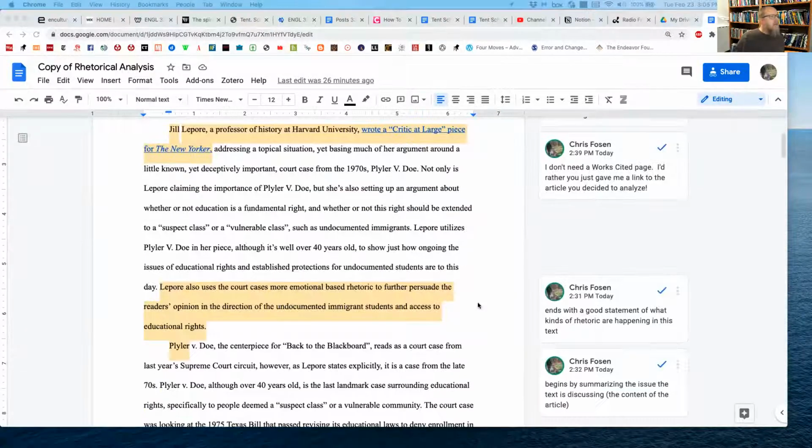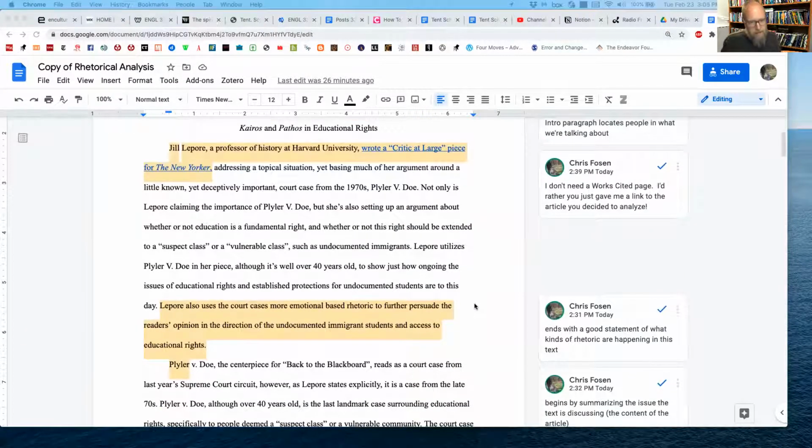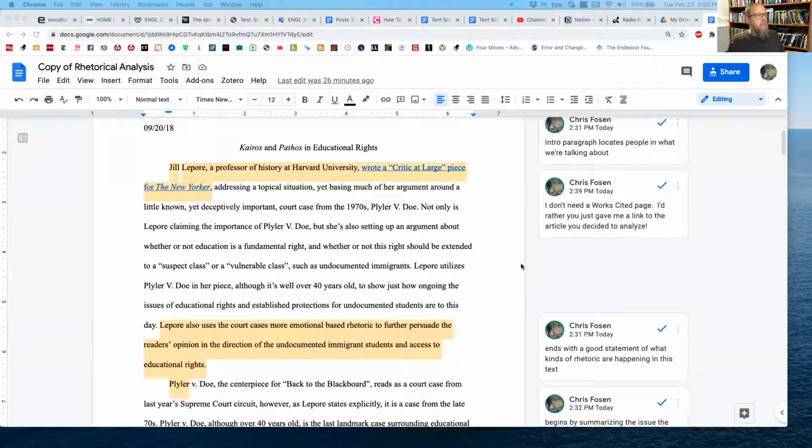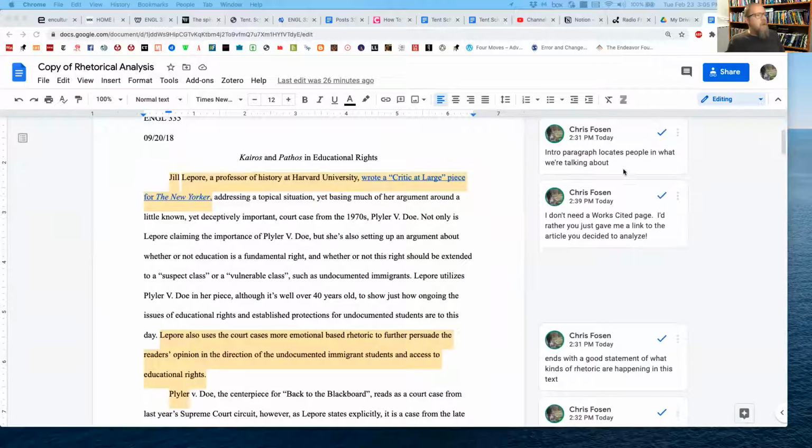So you'll see, now this is not a paper that's related to the environment like our papers are. You'll see that this student immediately starts off by saying, Jill Lepore, a professor of history at Harvard University, wrote a critic at large piece for the New Yorker. This intro paragraph overall locates people in what we're talking about. That is, it gives me the bigger context for the issue that they're going to talk about in the rest of the paper.